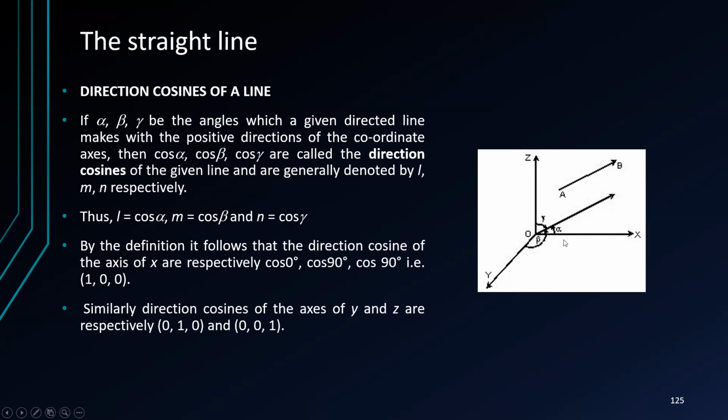Yung x-axis, kasi 1 siya. So 0 dito, 0 dun sa kabila. 90 degrees siya dito, 90 degrees siya doon. Similarly, direction cosine of the axis of y and z are respectively 0, 1, 0 and 0, 0, 1. Di ba?